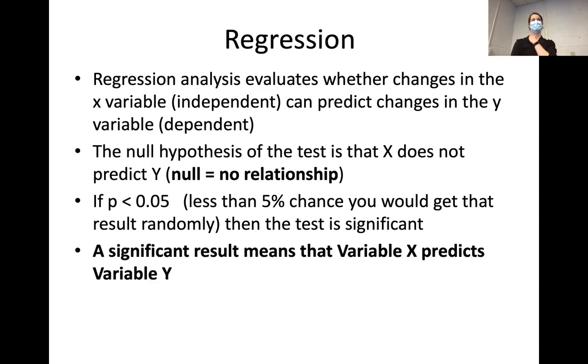So yeah, the bold there, significant results. If you get P less than 0.05, it means that X predicts Y. That just means that there is a relationship between X and Y. It's not totally random.